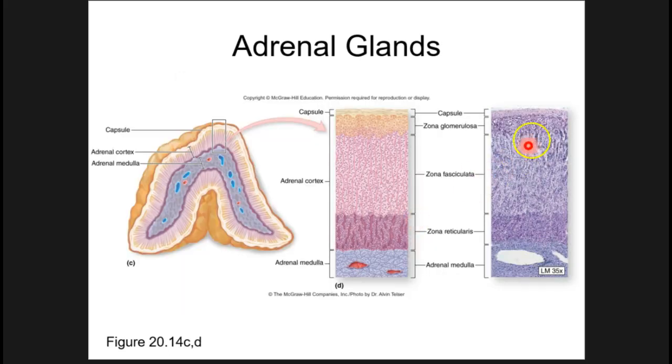All right, histology. I will use this histology image for your lab image options. You do need to be able to recognize the zonas of the cortex and the adrenal medulla from a histological image like this. So it goes like this. From superficial to deep, you have a zona glomerulosa, a zona fasciculata, and a zona reticularis.